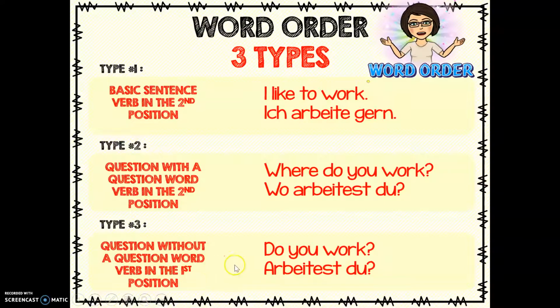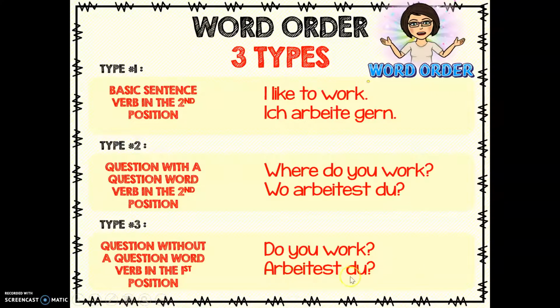But where it gets tricky is, in English we have more than one verb. We have do and we have work. But we can only have one verb. So the verb that's carrying the meaning in this question is work. So I'm going to take out the do and take work and put it in the first position. So again, verb in the first position when it is a question without a question word.